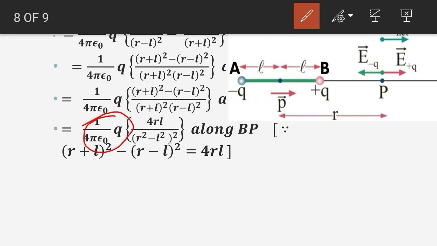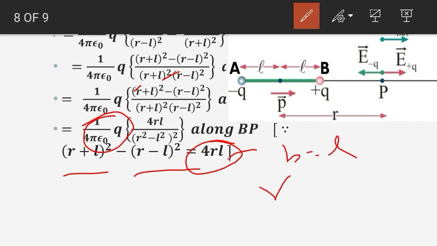Now look at this term, that r plus l whole square minus r minus l whole square, that is a plus b whole square minus a minus b whole square, which is equal to 4 into a into b. Okay, so a plus b whole square minus a minus b whole square is equal to 4 into a into b. Here a is your r and b is your l. That's why r plus l whole square minus r minus l whole square is equal to 4 into r into l, and I shall substitute this term by simply 4 into r into l.